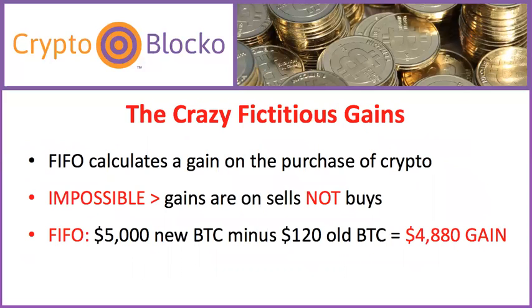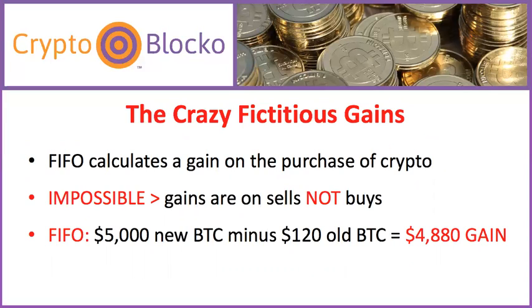All right, so this is the crazy fictitious gains. FIFO calculates a gain on the purchase of crypto, and you say that's impossible. You can't have a gain when you buy an asset. That doesn't happen in any asset class. Gains only happen on sells, not buys. So how does this happen?